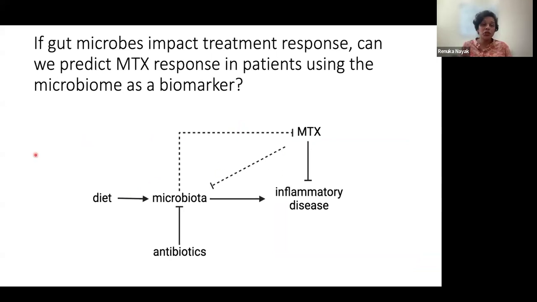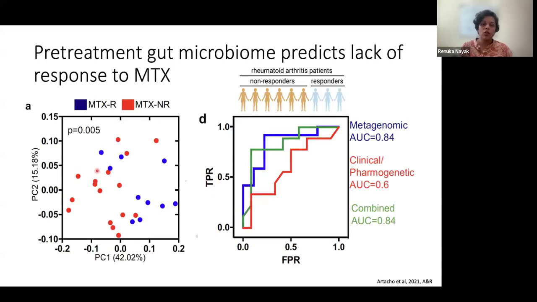Okay, so now there are these two pieces that I showed you, right? Microbiome acts on methotrexate, methotrexate acts on the microbiota. And so if that's the case, that raises this question of, can we use the microbiome to predict response in patients? Can the microbiome be a biomarker? And so working with Jose Scher, we found that the pre-treatment microbiome, the microbiome of patients before they start on methotrexate, is different between people who will eventually become a non-responder and people who will eventually become a responder. So even at the beginning, their microbiomes are different.